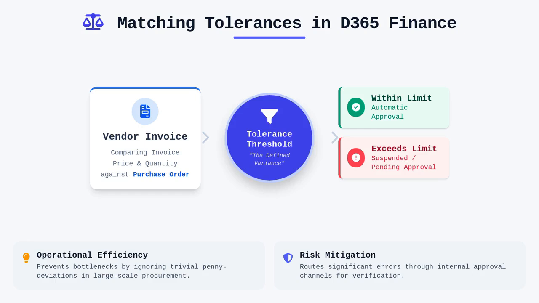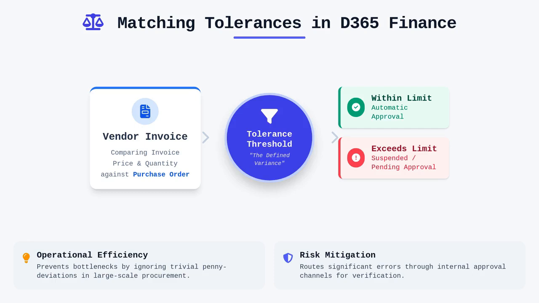To make these policies practical in a real-world environment, Dynamics 365 Finance utilizes the concept of matching tolerances. Because price fluctuations or minor quantity adjustments are sometimes inevitable in large-scale procurement, a rigid system that flags every single penny of deviation would be counterproductive and lead to operational bottlenecks. Administrators configure these tolerances so that the system permits invoices that fall within a defined threshold of acceptable variance while still catching significant errors. For example, if a vendor invoice is 2% higher than the purchase order price, the matching policy might be set to approve it automatically if the tolerance is set to 3%.